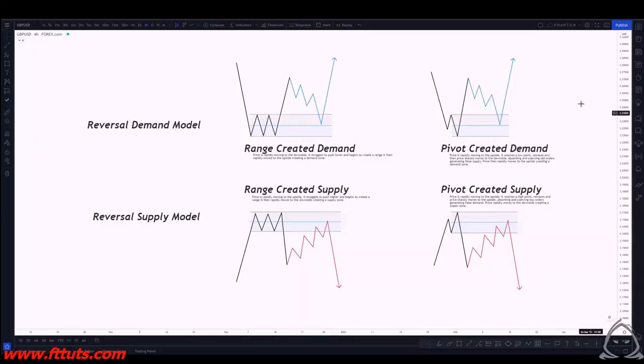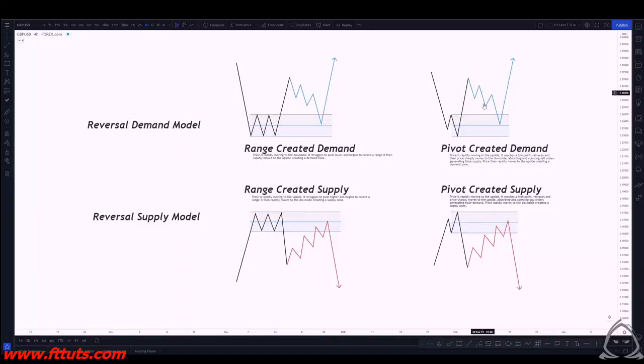And now we can look into the pivot created demand and supply reversal models. Similarly to the reversal demand model created by a range, we get that sharp move to the downside followed by an expansion away. The difference being with the range is we actually have that clear sideways range, whereas with the pivot, you almost get a double pivot where price creates a low, moves up, doesn't really go too much further. We move to the downside rapidly, create that pivot in price, and then price expands to the upside. This entire move is what formulates that demand zone. Again, we don't look to trade the break of that initial high.